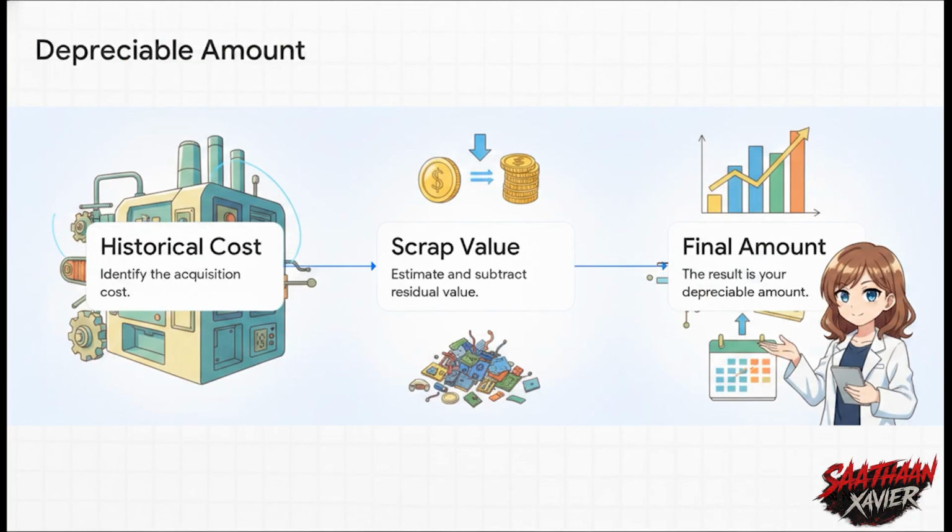Okay, so you've nailed down the true, accurate cost. But hold on, you don't necessarily depreciate the whole thing. First, you have to estimate what you can sell it for at the very end of its useful life. We call this the residual or scrap value. You just take your historical cost, subtract whatever you expect to sell it for as scrap, and that leaves you with your actual depreciable amount. So if a machine costs $100,000 and you know you can sell it for $10,000 in scrap metal in 5 years, your depreciable amount is $90,000. That $90,000 is the number you're actually spreading over time.